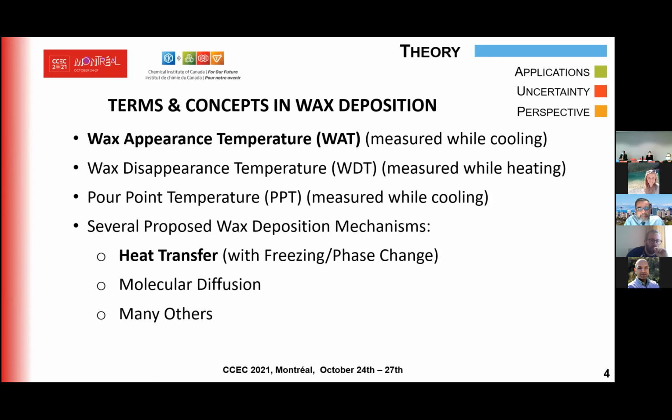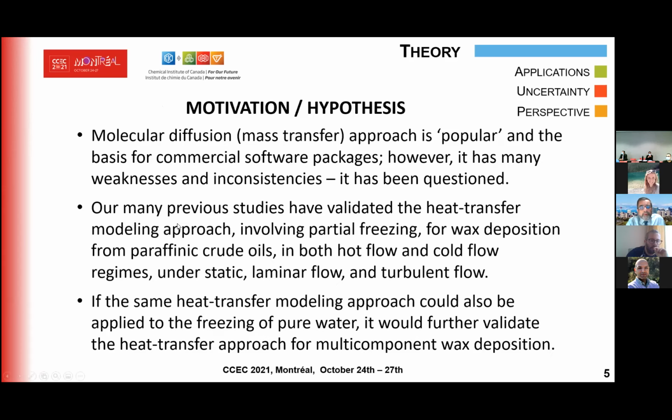Several mechanisms have been proposed. Heat transfer is the one we are looking at in the presentation today. There is molecular diffusion and at least 8 or 10 other mechanisms people have proposed. So the molecular diffusion approach, and why we did this study, is described here.